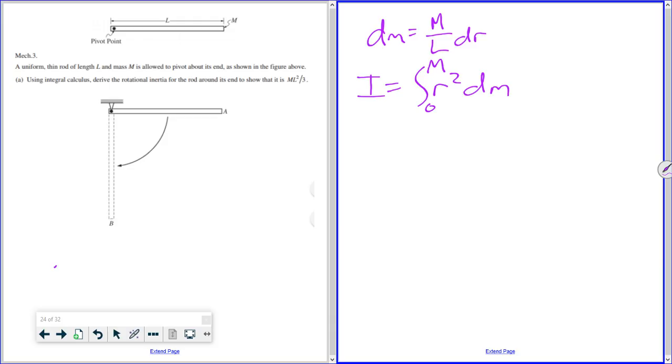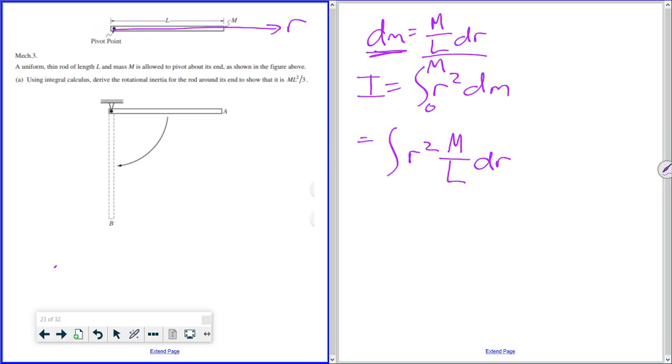All right, so what am I going to do now? Substitute, right? Replace the dm with m over L dr. So this becomes the integral of r squared times m over L dr. So I'm no longer integrating with respect to mass. Now I'm integrating with respect to radius. So if this is my radius axis, what do I want my radius to run from? 0 to L.